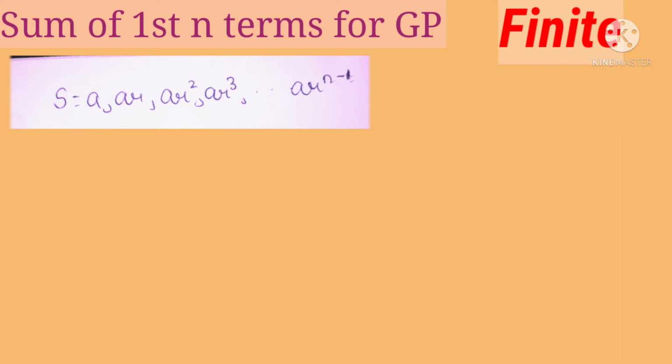A finite series is nothing but one that stops at a certain number, like a plus ar square plus ar cube till ar n minus 1. That is a certain limit of the number. We'll explain with an example. First let's see the formula.